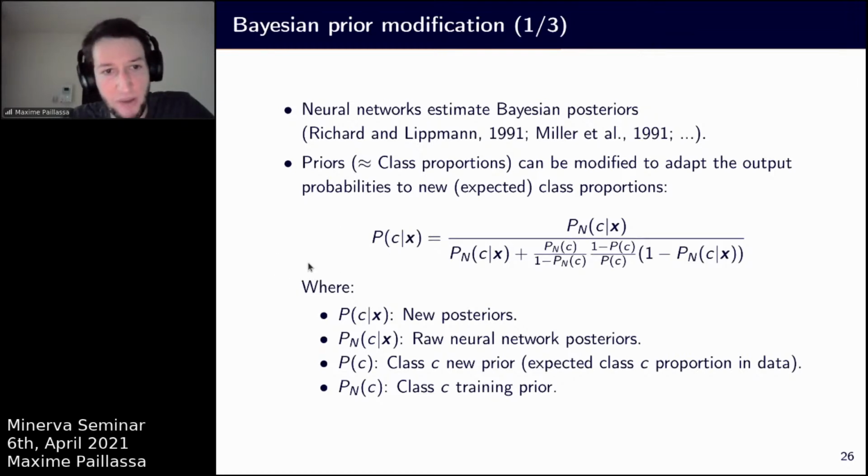So here is the formula, but it is not really intuitive. What we can simply view it as is dividing by the training priors and multiplying by the expected priors that we want to target for real data. And by doing so and normalizing the probabilities, you get this formula.